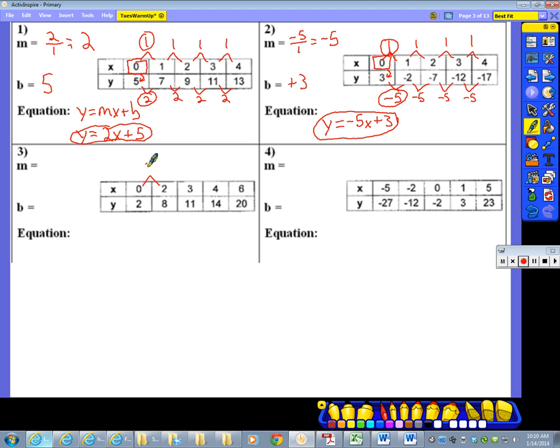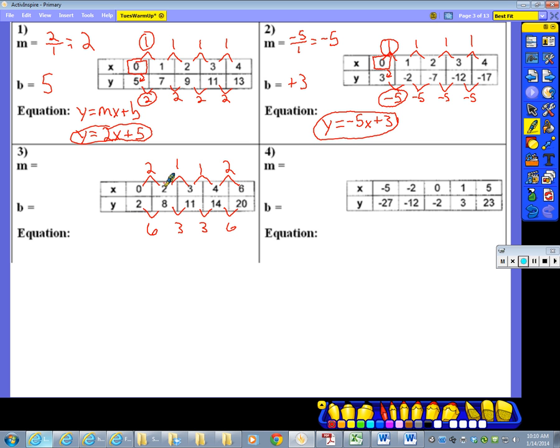So from 0 to 2 is a difference of 2. From 2 to 3 is a difference of 1. And from 3 to 4 is a difference of 1. From 4 to 6 is a difference of 2. From 2 to 8 is a difference of 6. From 8 to 11 is a difference of 3. 11 to 14 is a difference of 3. And 14 to 20 is a difference of 6.